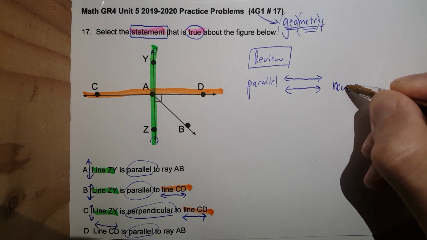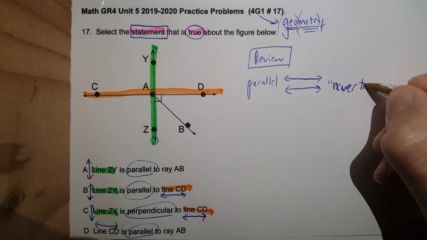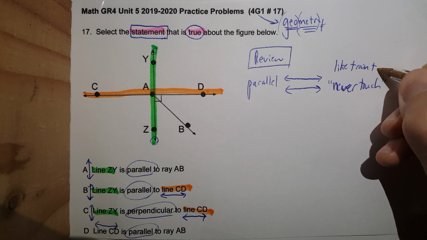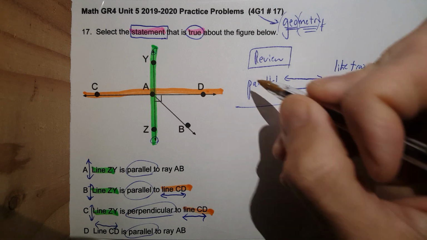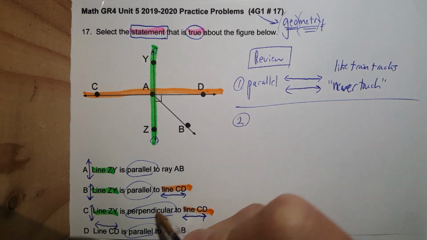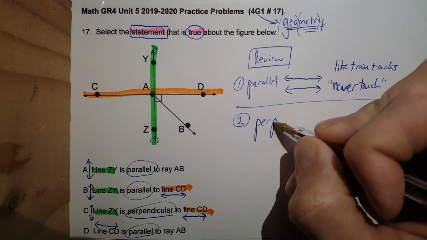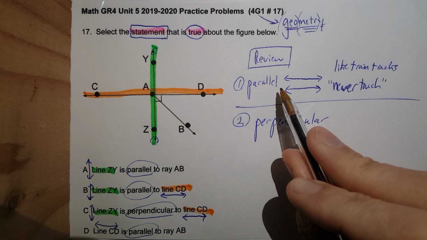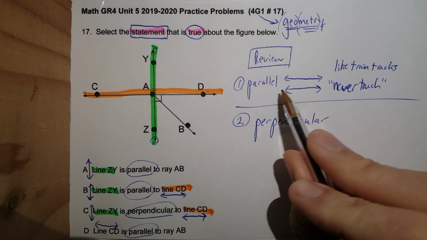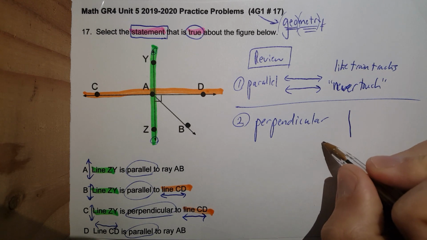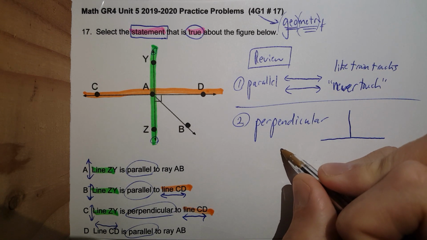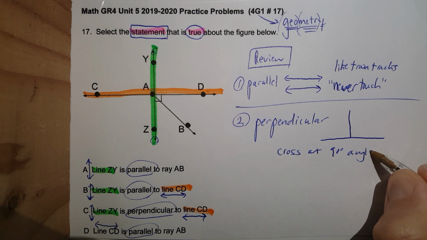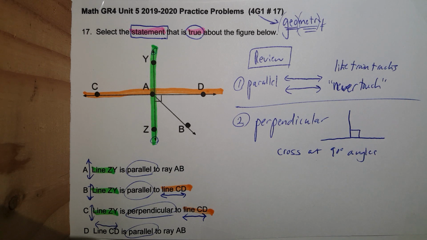Never touch, like train tracks. And now we have a new word in here, which is perpendicular. Perpendicular is kind of like the opposite of parallel lines. They cross at 90-degree angles. So that's where this little box comes in.